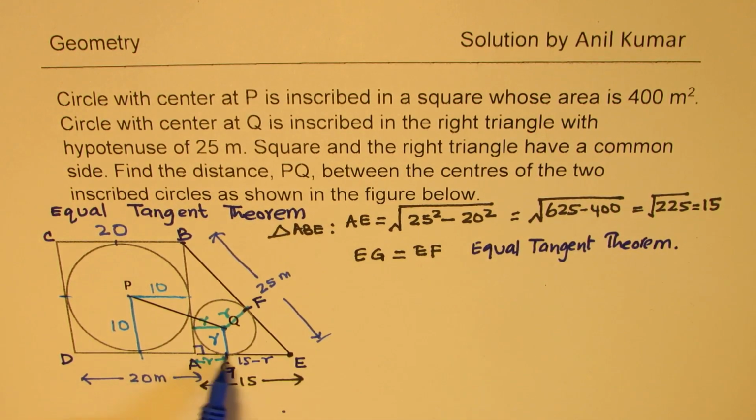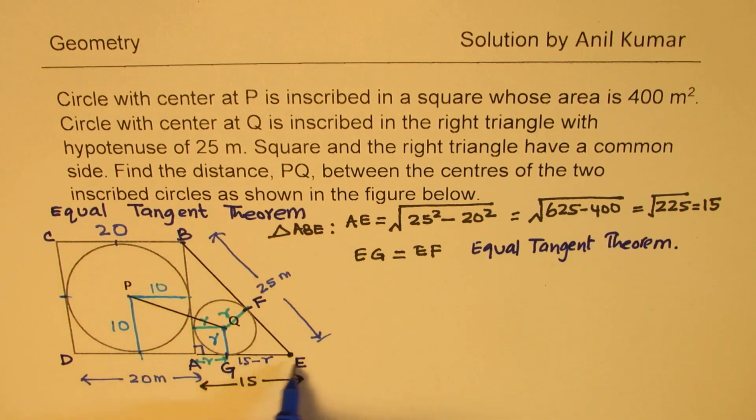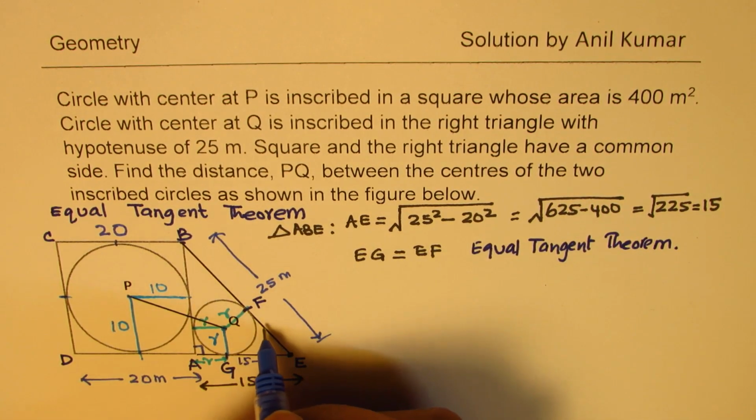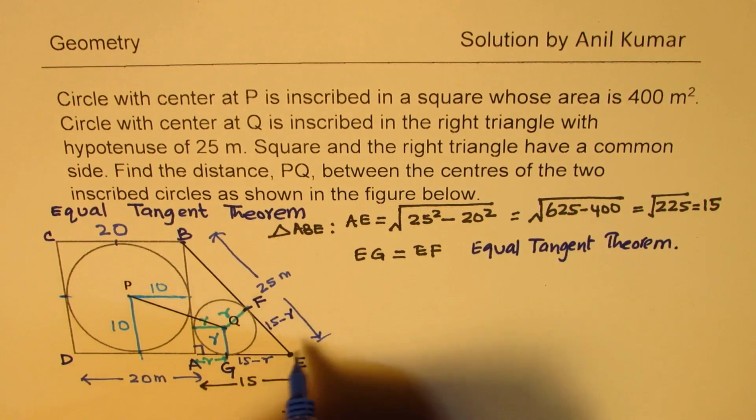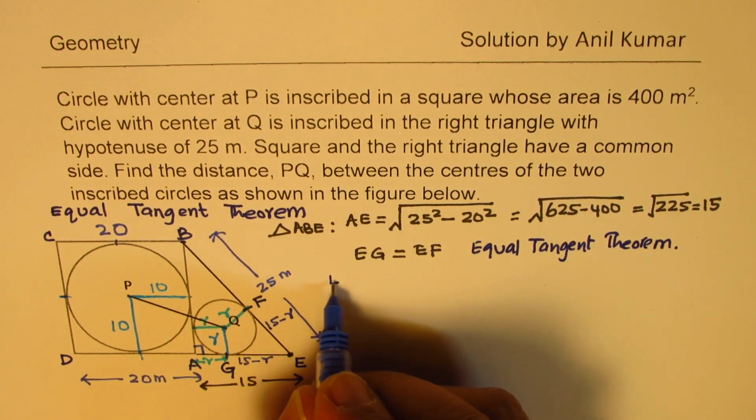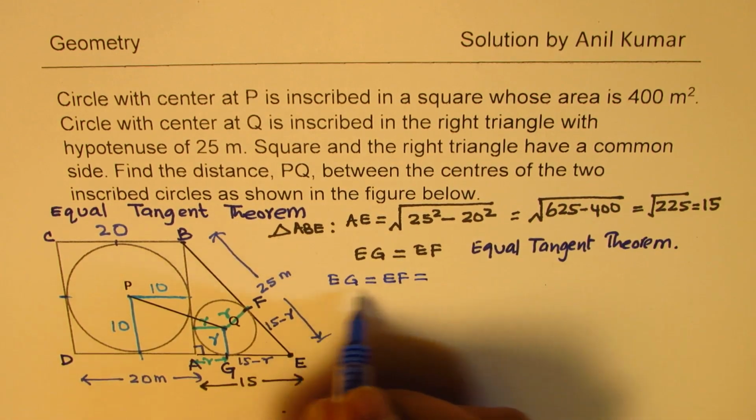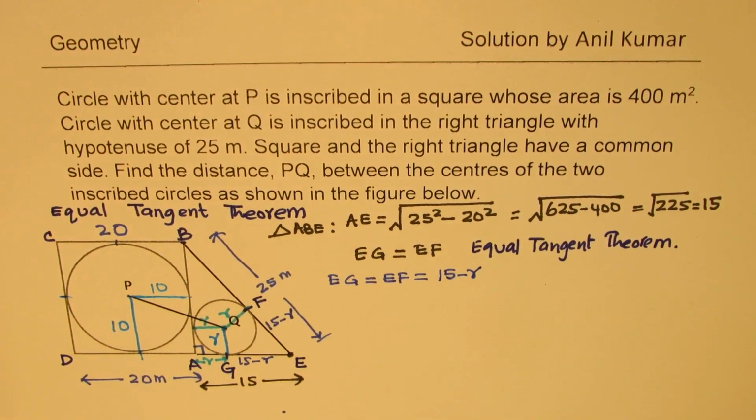This is R, right? 15 minus R. So we get that both of them are 15 minus R. Correct? So that means this side here is 15 minus R. So we get EG equals EF, and both are equal to 15 minus R. Clear?